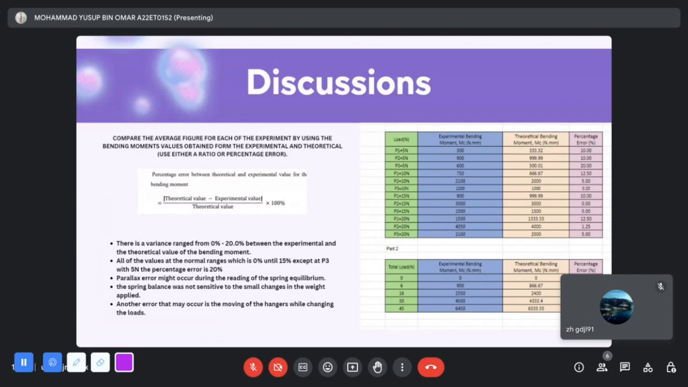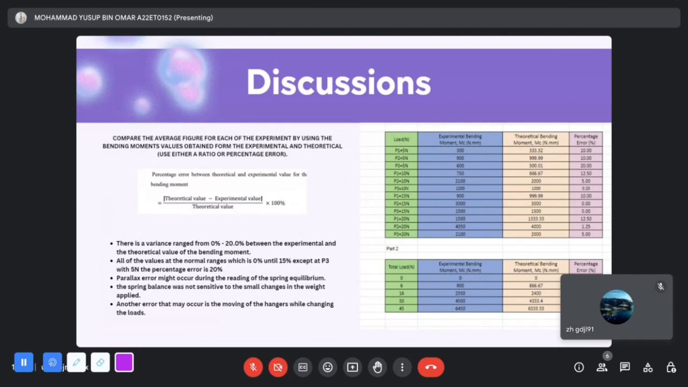In this experiment, there is a variance in the range of 0 to 20% between the experimental and the theoretical value of the bending moment. All of the values are actually in the normal range, which is 0 to 50%. But in this experiment, we notice that at P3 with 5 Newton, the percentage error is 20%.